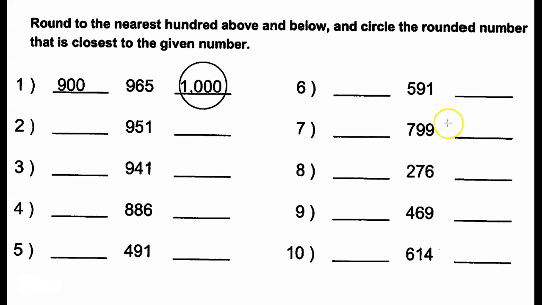Here we go. It just says round to the nearest hundreds, okay, above and below, and circle the rounding number that is closest to the given number. Okay, so now we're not rounding to the nearest tens. We're rounding to the nearest hundreds. So I'm going to do the first one. We're going to do a couple examples on each page, on each section, and then we're going to do our math lesson. And then you're going to come back and finish these 2 pages.